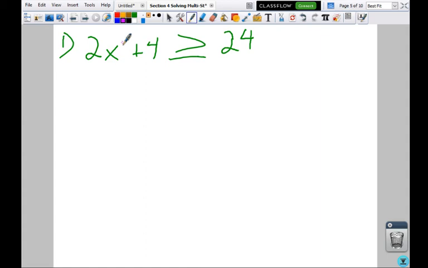Look at this, so you're going backwards. Get rid of addition and subtraction first, and multiplication and division.